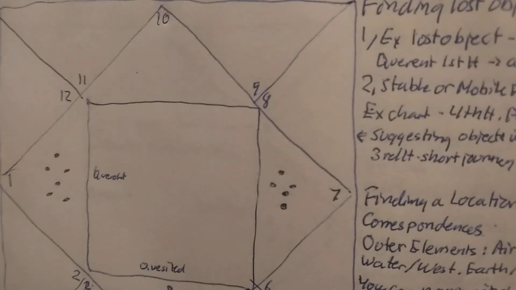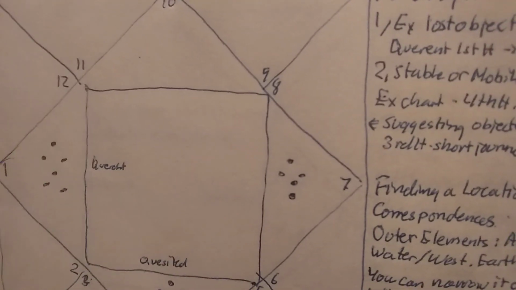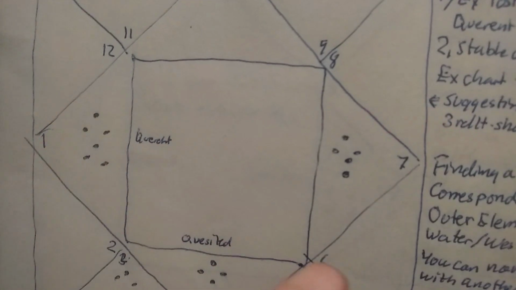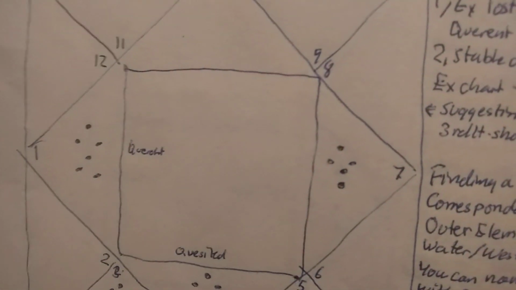And Puella here is a stable figure, and since it moves here, it suggests that it will be found. Whatever is lost will be found in a love or spouse's house or home or where they are.